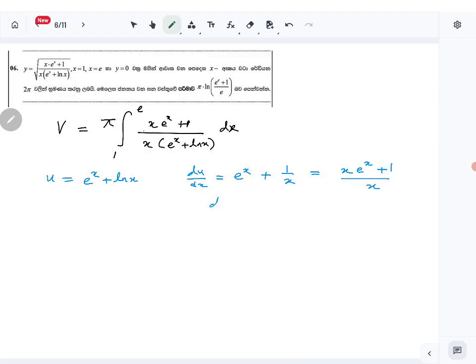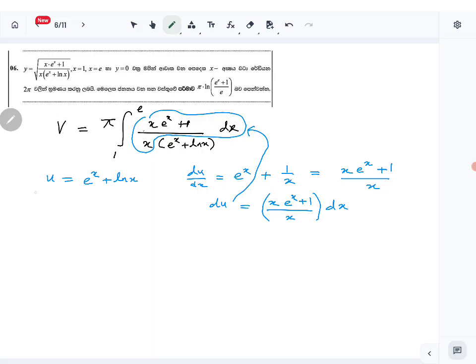Right, now notice we can replace a lot of the terms inside using this substitution. Look, du is equal to this whole thing, x times e to the x plus 1 over x. So you can have that whole thing replaced. That whole thing is there. So you can replace that whole thing using du. So that is the correct substitution.